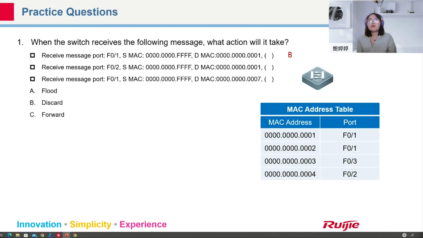And what about the third question? Receiving a message from 01. I will do the flooding, right? Because the destination does not exist in our table.